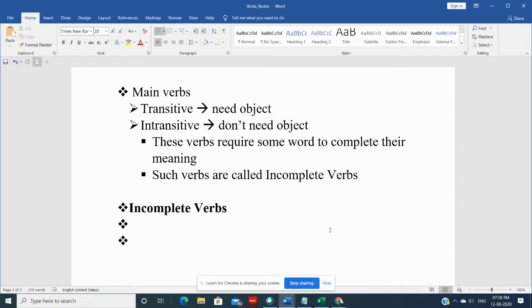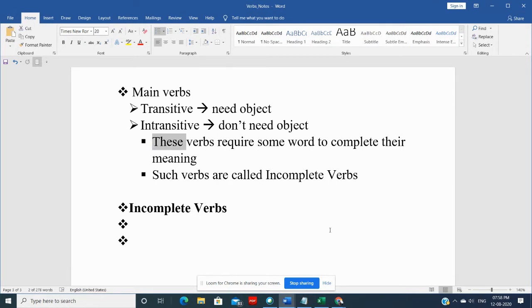See, we have already seen different types of verbs like linking verbs and action verbs, and how they are used. We also talked about transitive and intransitive verbs. We know that main verbs are basically classified into transitive and intransitive depending on whether they need an object or not. If they need an object, they are called transitive verbs, and those verbs which don't need an object are called intransitive verbs.